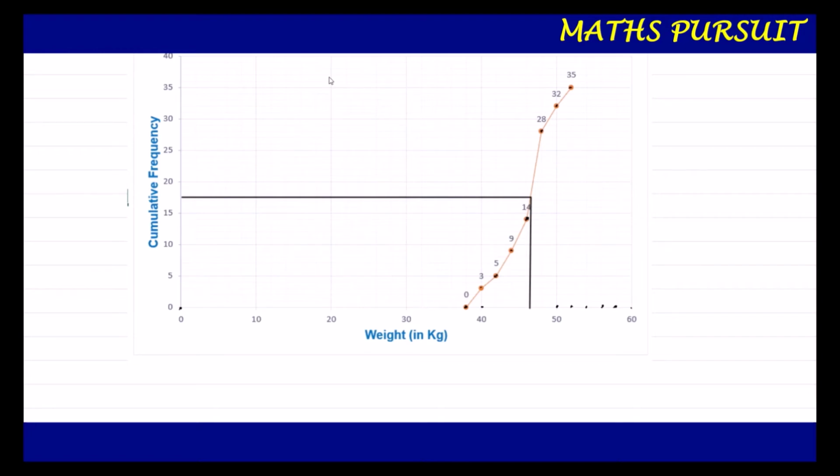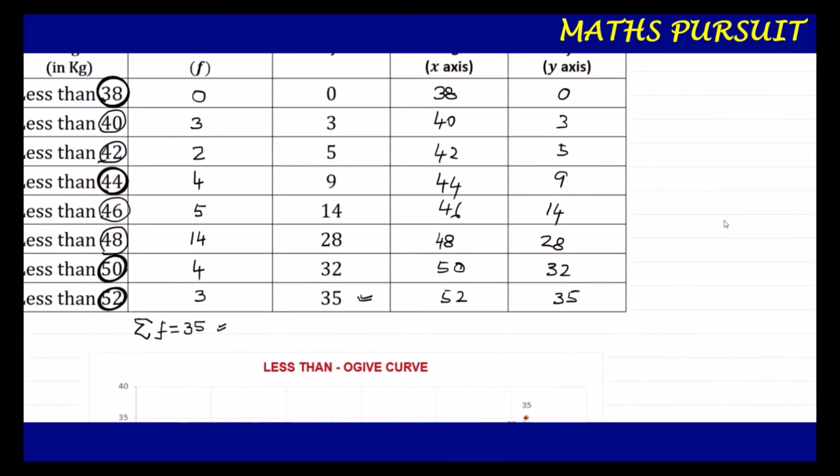Here you could see the less than ogive curve moves from bottom to top. Why? Because it depends upon our cumulative frequency. And you could see that our cumulative frequency gradually increased from 0 to 35: 0, 3, 5, 9, 14, 28, 32 and 35.